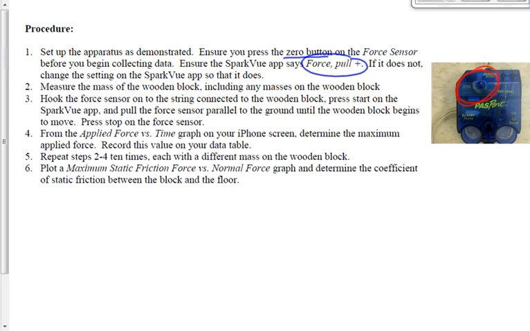So you got this all set up. You measure the mass of the wooden block, including the masses on the wooden block. And then you're going to hook the force sensor on.